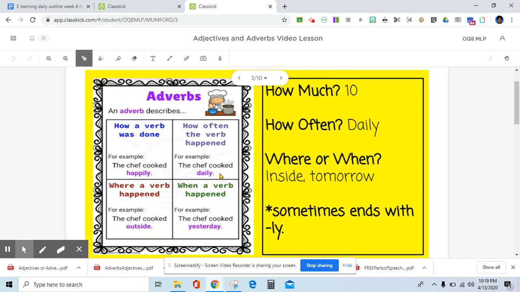It can tell how often the action happened. The chef cooked daily. How often did he cook? He cooked daily. Cooked was the verb. Daily is the adverb. It can tell where a verb happened. The chef cooked outside. We'll find the verb. The verb is cooked. Where did he cook? He cooked outside. It can tell when a verb happened. The chef cooked yesterday. When did he cook? He cooked yesterday.